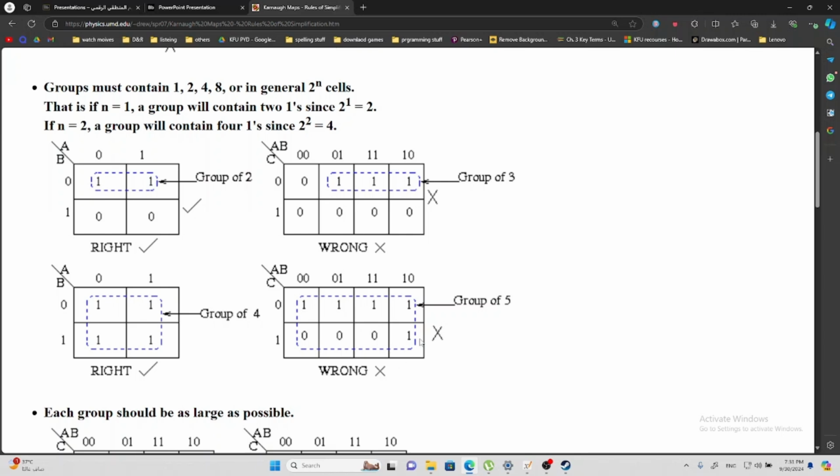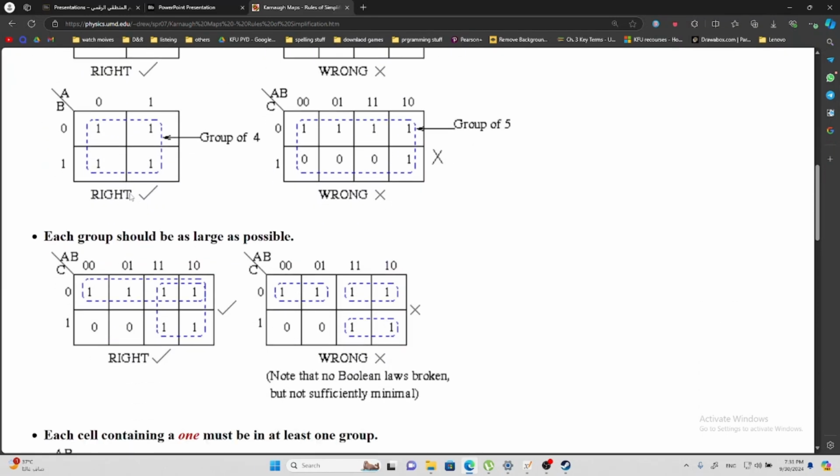But let's say, for example, it does such a thing like this, which is going over here and then here. Then a group of 5 does not exist. So you should be very careful when you are choosing a group. It must be a multiple of the 2 to the power n. So 2 to the power n, choose 1 or 2 or 4 or 8 or 16 and so on. Okay. Sometimes it's tempting just to choose 3, but that is incorrect. You have to choose 2 to the power n.